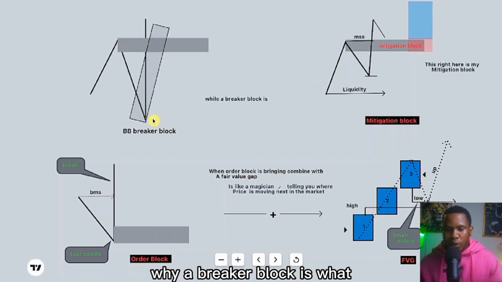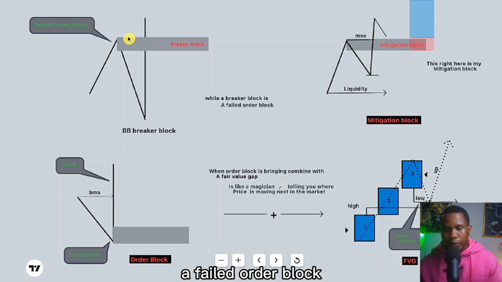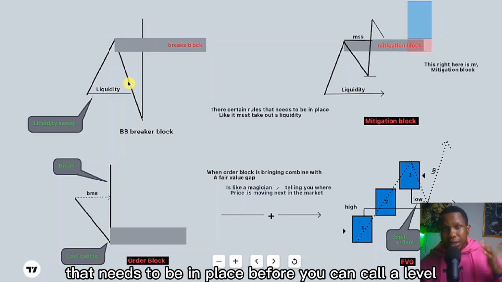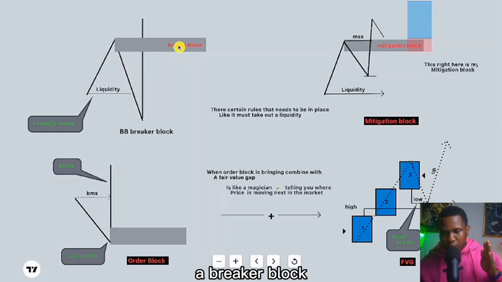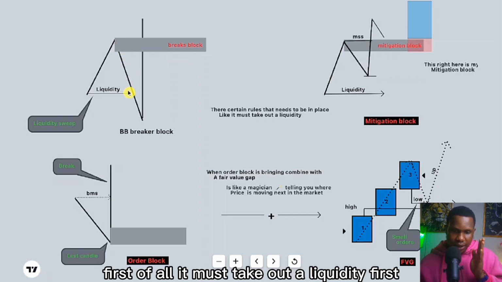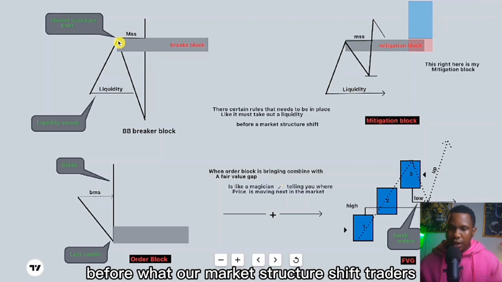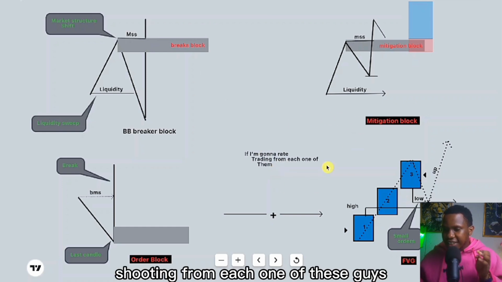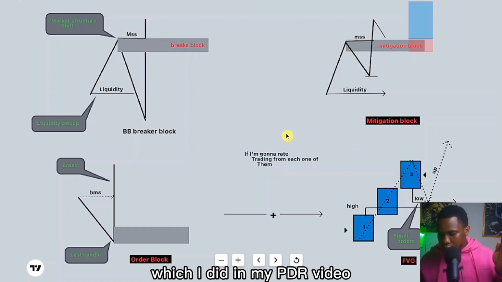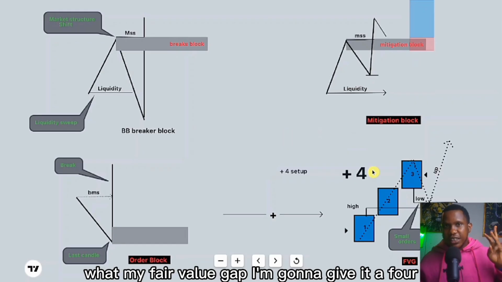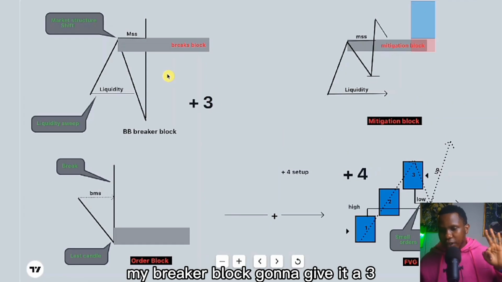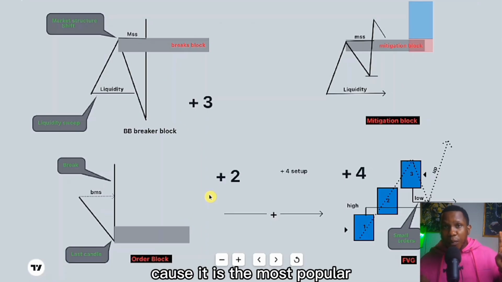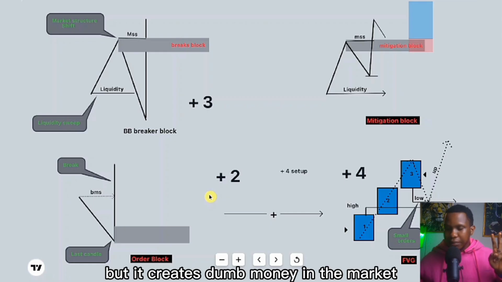Why a breaker block? It is a failed order block. Can you see? The bearish order block failed. And there are certain rules that need to be in place before you can call a level a breaker block. First of all, it must take out a liquidity first before our market structure shift, traders. So if I'm going to rate trading from each one of these, which I did in my PDRA video, my fair value gap, I'm going to give it a 4. My breaker block, I'm going to give it a 3. My order block, I'm going to give it a 2, because it is the most popular, but it creates dump money in the market.